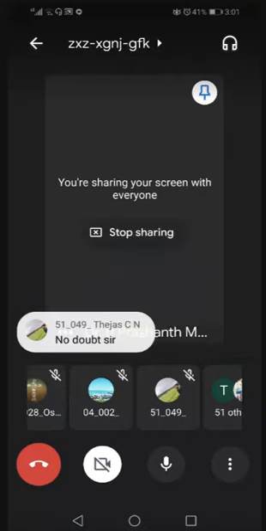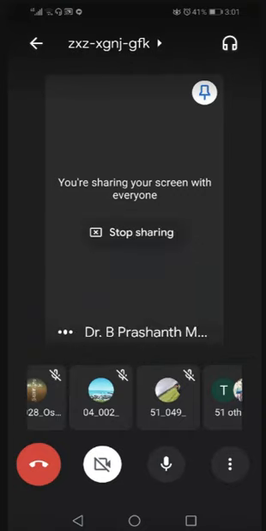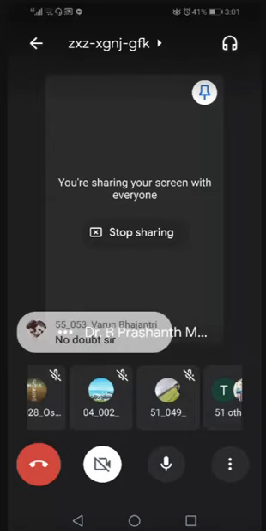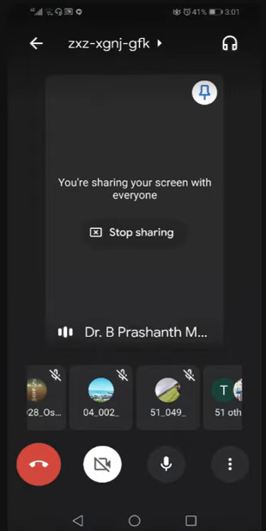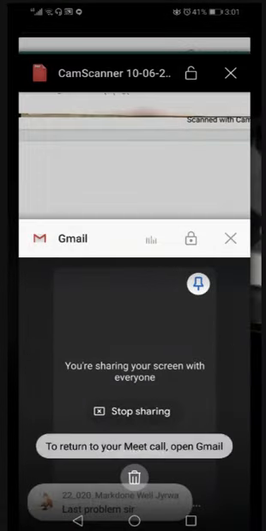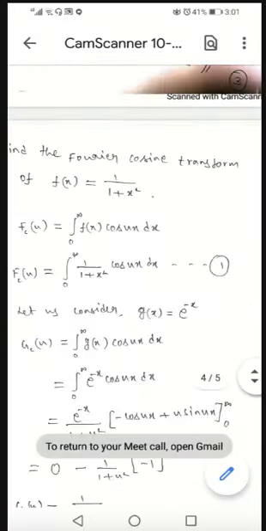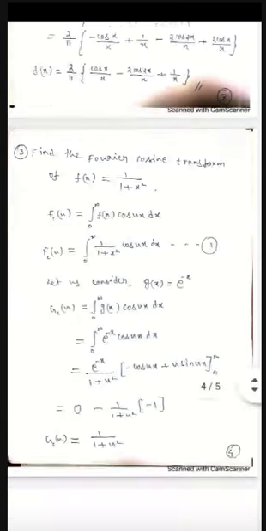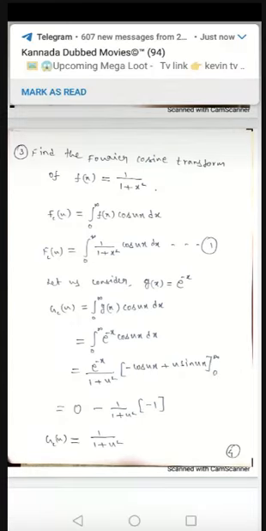Okay. Somebody is asking, can you explain again? Which problem do I have to explain again? Can you tell me? Last one, first one or second one? Three problems I have done. Last problem. Okay. You can see the third problem. Find the Fourier cosine transform of f of x. That means we need to find fc of u. fc of u is the Fourier cosine transform, right?